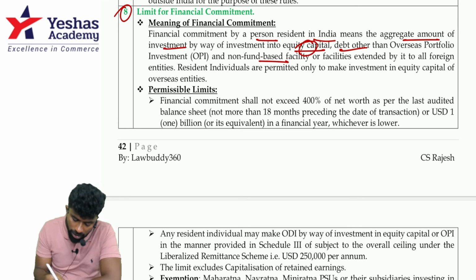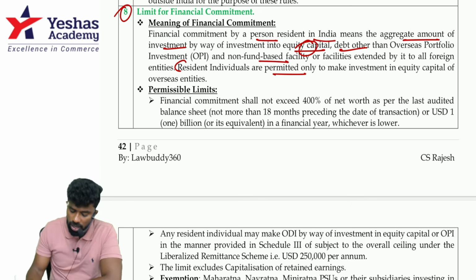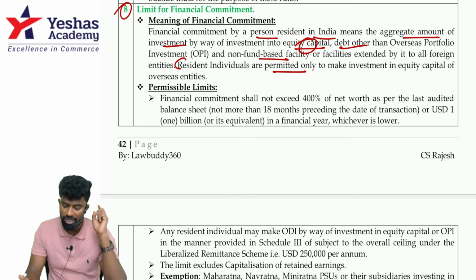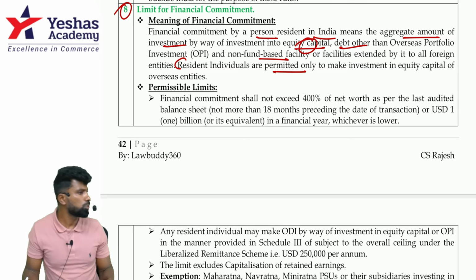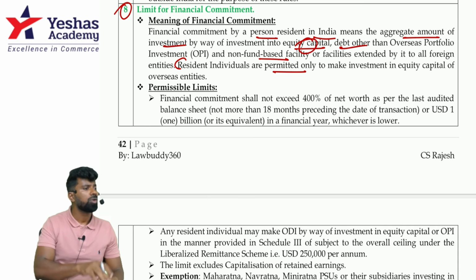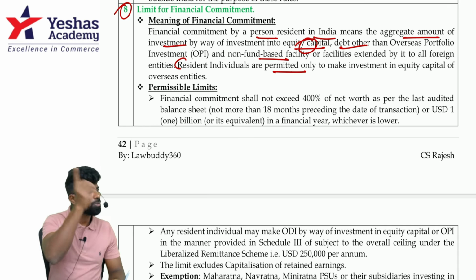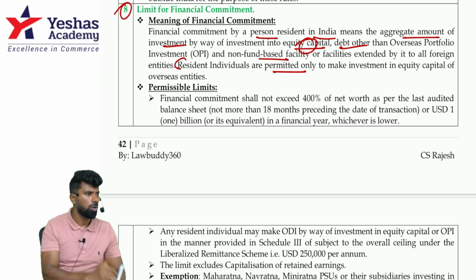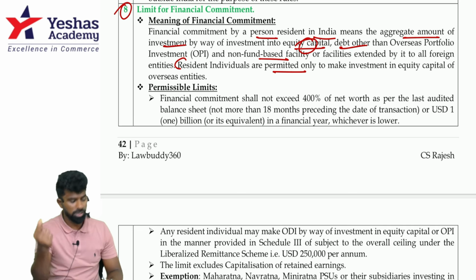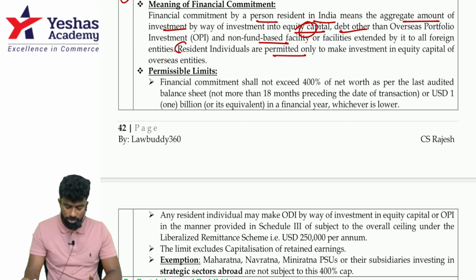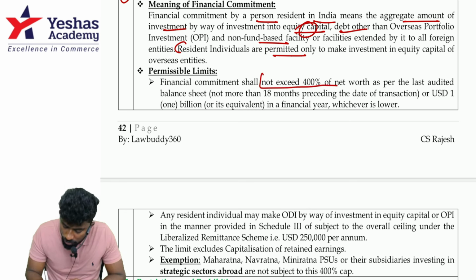Financial commitment. Resident individuals are permitted only to make an investment in equity capital of what entities? Overseas entities. Means resident individuals, what individuals? You can only invest in the what? Equity capital. What capital? Not in the debt. Debt, who can invest? Body corporates. What corporates? Body corporates. What is the limit? The financial commitment shall not exceed how much?